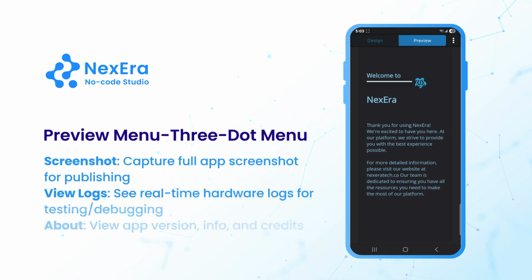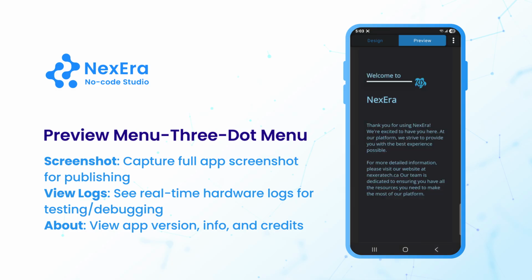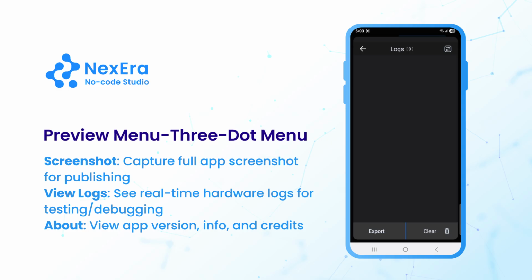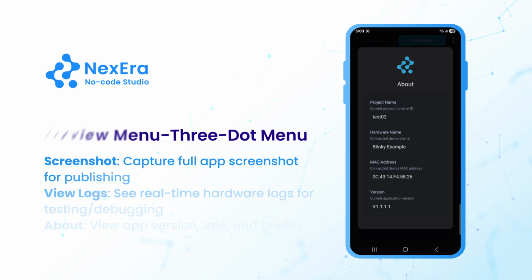In the Preview tab, there's also a three-dot menu on the top right with these options. Screenshot captures a full screenshot of your app, which you can use later when you're publishing your app. Then View Logs shows real-time logs of hardware communication and events, very helpful for debugging or testing. And finally, About displays general app information.